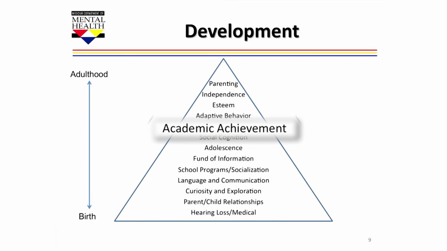Academic achievements, I think, is fairly self-explanatory. How well that child does in school is going to depend on the parent-child relationships, on the level of curiosity and exploration that was fostered in their family, what kind of language and communication they were provided with, what kind of younger school programs and socialization they were involved with, and what kind of attention was paid to their fund of information. All of these will affect what kind of academic achievement they receive, and how far they go in their academics.